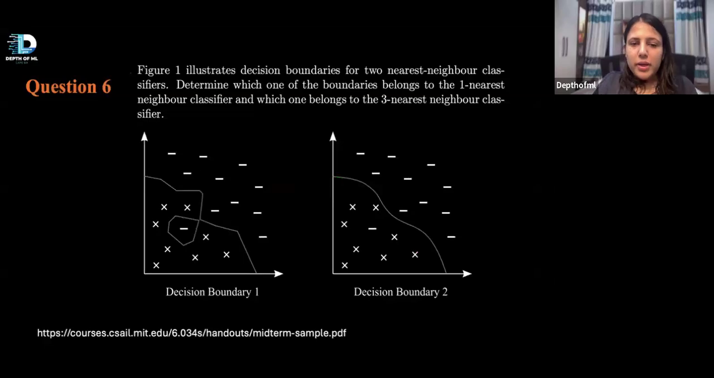Okay. Now you should be able to solve this question. So this is question 6. Figure 1, which is below, there are two plots, illustrates decision boundary for two nearest neighbor classifiers. So they are telling you that they are nearest neighbor classifiers. Determine which one of the boundaries belongs to one nearest neighbor classifier and which one belongs to three nearest neighbor classifier. Can you tell me which is one nearest neighbor and which is three nearest neighbor?